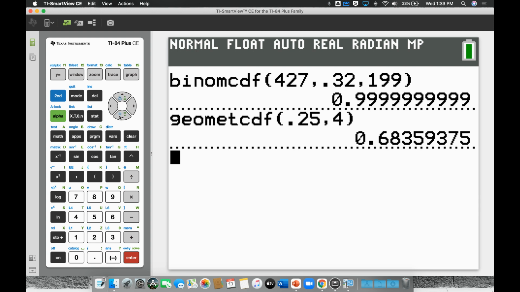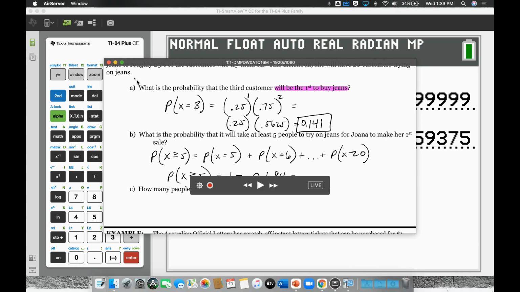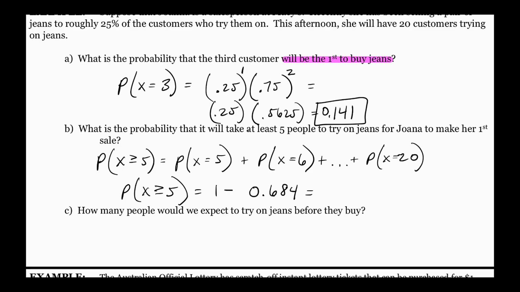You have to have at least one person come in. What's the probability the first person who comes in buys? Plus, what's the probability the second person buys? The third person? Plus the fourth person? All four of those combined equal that probability there. I want everything else, so I'm going to subtract it from 1. 0.316.